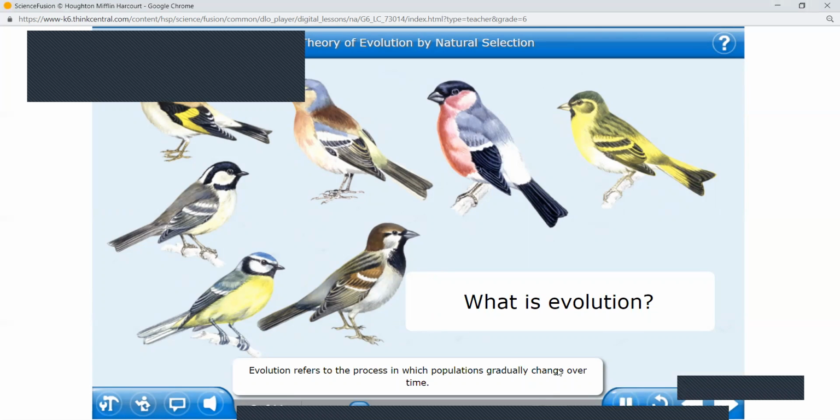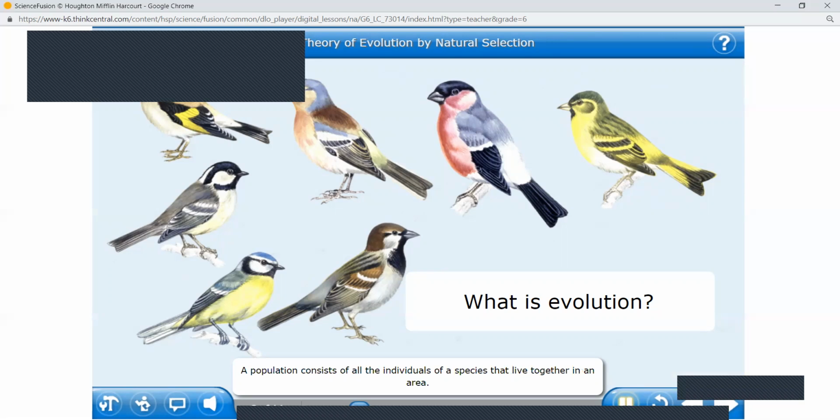Evolution refers to the process in which populations gradually change. Now, what is evolution? Girls, when I say the word evolution, what does that mean? That means there is some kind of population, and you see gradual change in them over time. It's a process. Evolution means change, step by step. The process in which a population changes by time is called evolution. Gradual change over time.